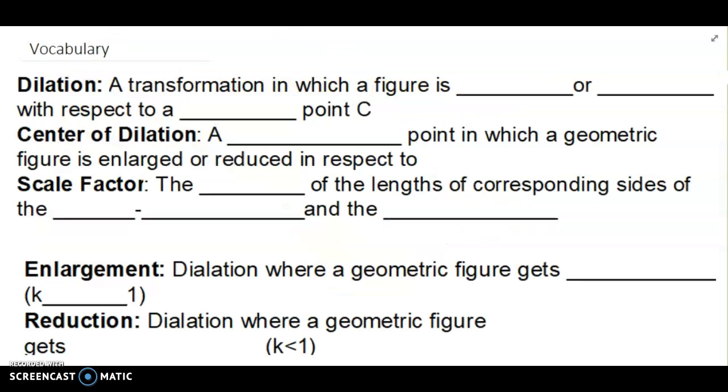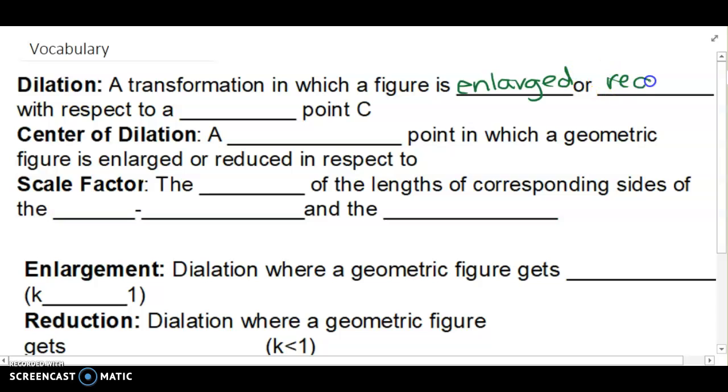All right, so let's go over dilation. A dilation is a transformation in which a figure is one of two things. It's either enlarged or it's reduced, with respect to a fixed point C. Now that fixed point, what I mean by fixed is it doesn't move, it stays the same. Now the center of dilation is what that fixed point is called, and it's the point in respect to which a figure is enlarged or reduced.